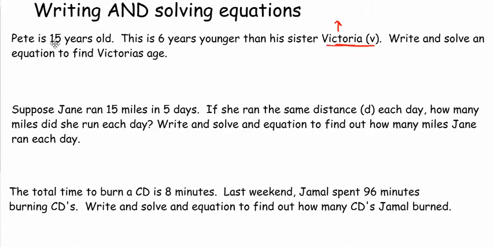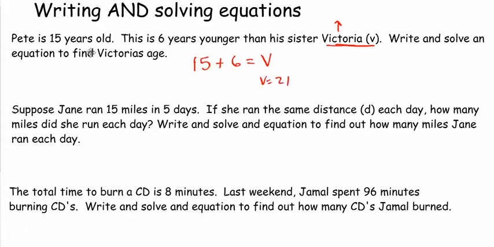So it means to me that Pete's age, so we can write this a couple different ways. Pete's 15, and this is 6 years younger than his sister. So that means his sister must be 6 years older, and that has to equal, so 15 plus the 6 has to equal Victoria's age. In order to solve it, that would be easy. So 15 plus 6, that's 21. So Victoria must be 21.